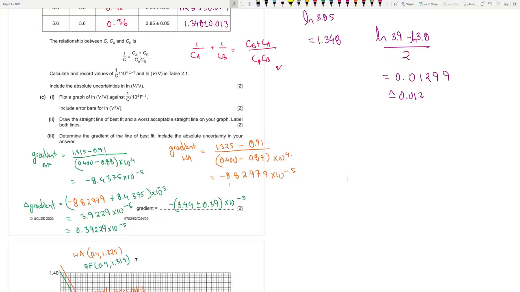Yep. So I get something like 3.9229 times 10 to the power minus 6. Then I adjust the power accordingly so that it matches the gradient of the best fit line. And then I write it as, you can give your answer to 2SF or 3SF starting from the gradient onwards. I chose 3SF. So that is minus 8.44 plus minus 0.39 times 10 to the power minus 5. That is my gradient.